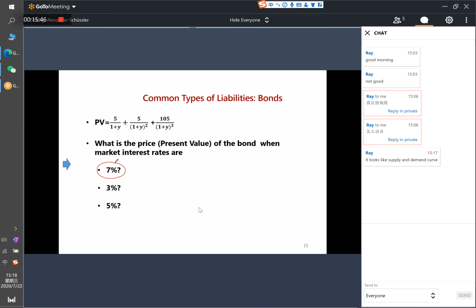Ray says it looks like the supply and demand curve. Yeah, but it is not. It's not the supply and demand curve.